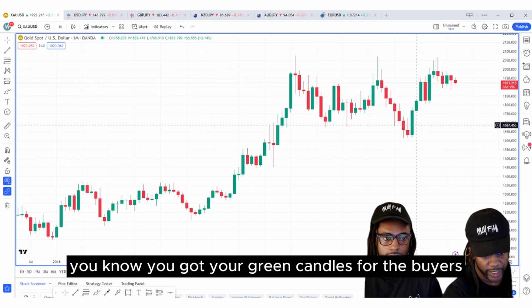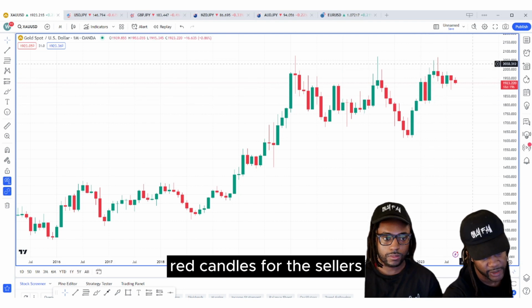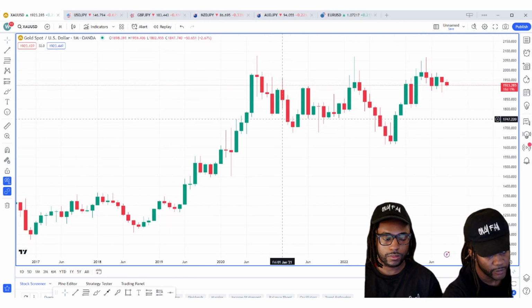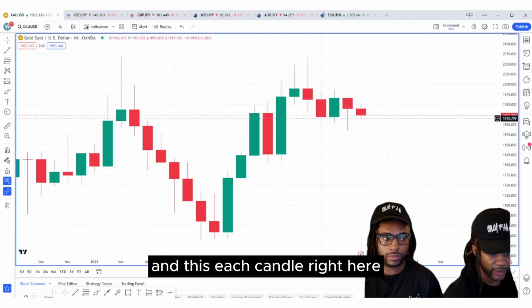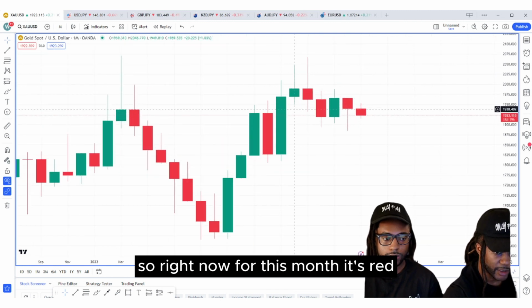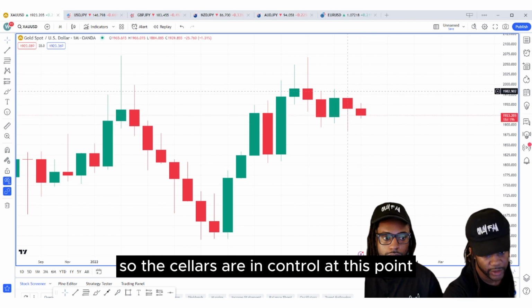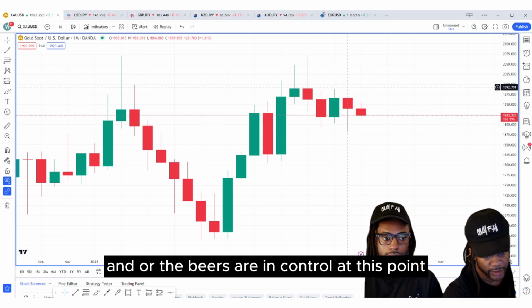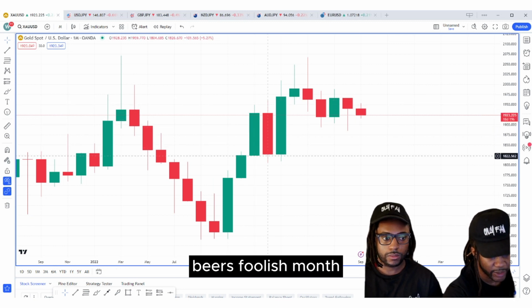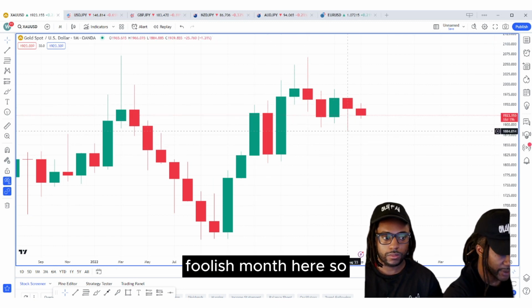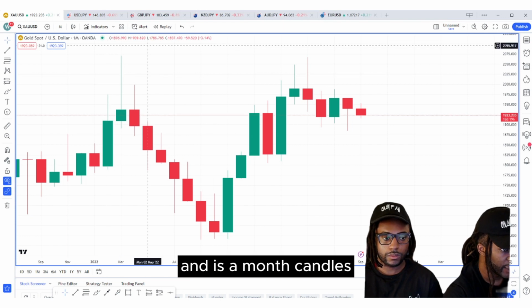You got your green candles for the buyers, red candles for the sellers. And each candle right here represents 1 month at a time. So right now, for this month, it's red, so the sellers, or the bears, are in control at this point. This is a bullish month, bearish month, bullish month, bear. And these are month candles.